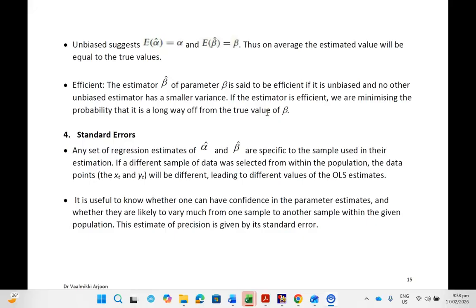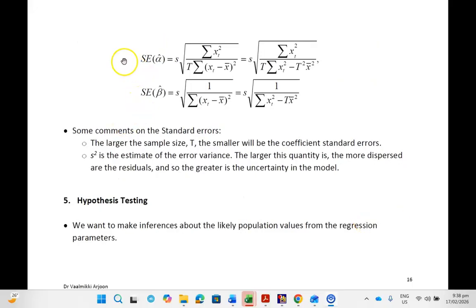You want standard errors as low as possible, and if they're quite low, it means that the estimates of alpha and beta, which are alpha hat and beta hat, are not going to be that different from the estimates that you would get from a different sample from the same population. Okay, so this estimate of precision of alpha and beta is given by the standard error. And just for illustration purposes, this is how you calculate the standard errors of alpha and beta. Of course, eViews gives it to you when it gives you the output of the regression.